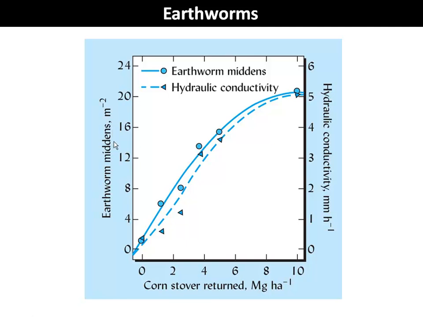We can also see on the other side of this graph, on the y-axis on the right, we have hydraulic conductivity. If we remember back to our unit on soil water flow, hydraulic conductivity represented the ease of water movement through the soil. So if we follow the dotted line, what we also find is that as the number of earthworms increases, the hydraulic conductivity increases as well. That just means that it's much easier for water to flow through the soil because we have all of those macropores present.